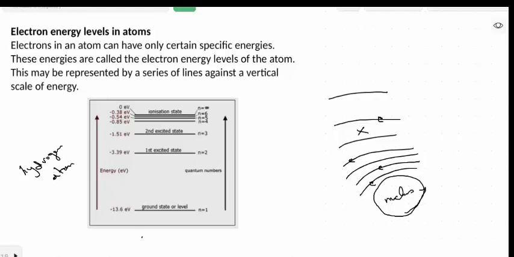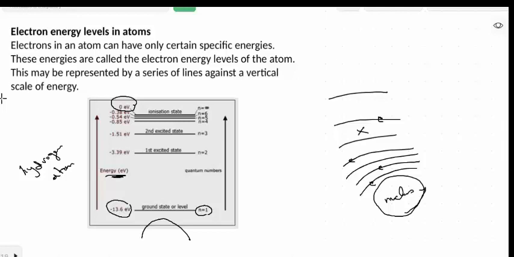The ground state we observe here is the closest to the nucleus, the nearest level to the nucleus. This is n = 1. As we go away from the nucleus, we see that the energy of the level increases. We start with −13.6 eV and end here with 0. Let's first read together what's written here: electrons in an atom can have only certain specific energies.